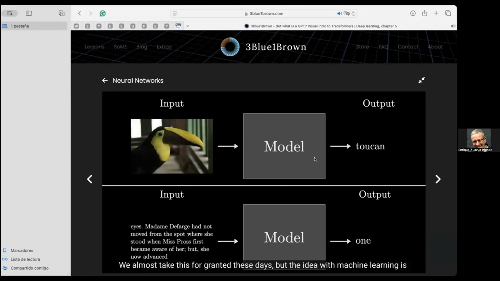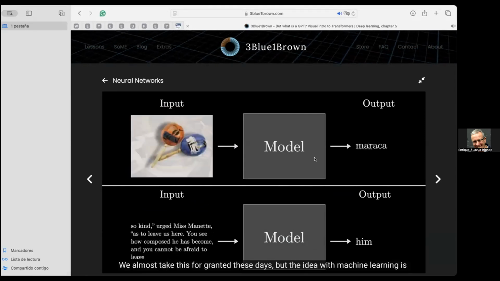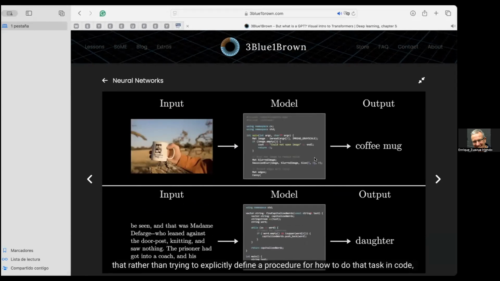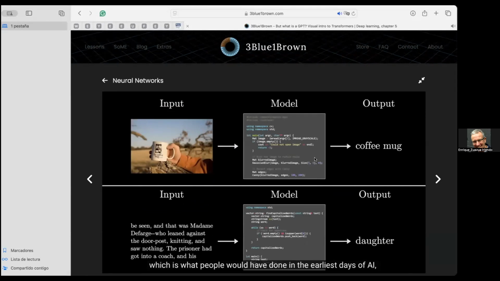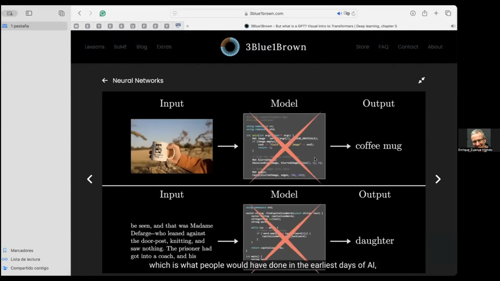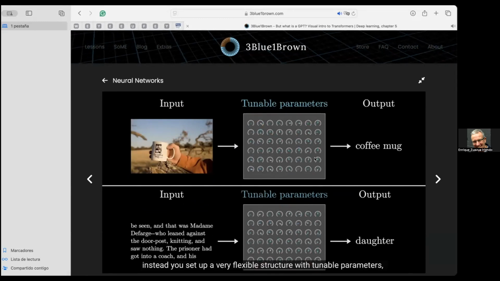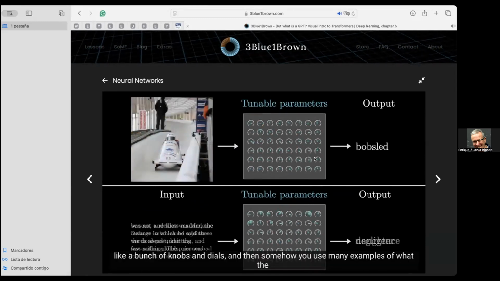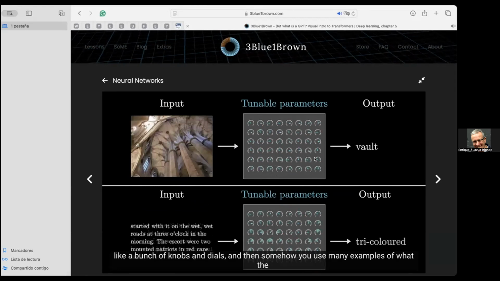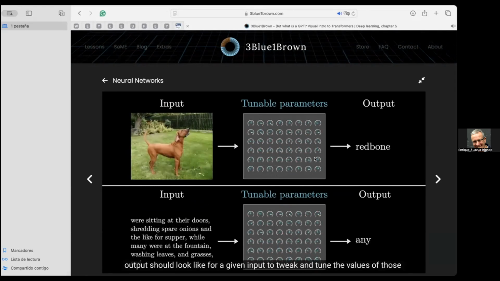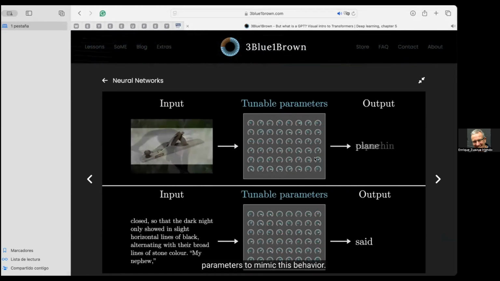We almost take this for granted these days, but the idea with machine learning is that rather than trying to explicitly define a procedure for how to do that task in code, which is what people would have done in the earliest days of AI, instead, you set up a very flexible structure with tunable parameters, like a bunch of knobs and dials, and then, somehow, you use many examples of what the output should look like for a given input to tweak and tune the values of those parameters to mimic this behavior.